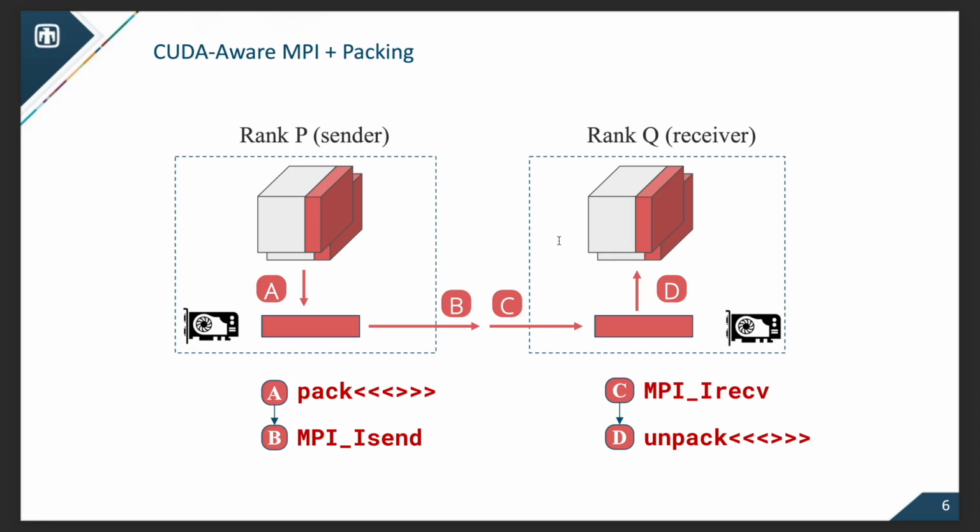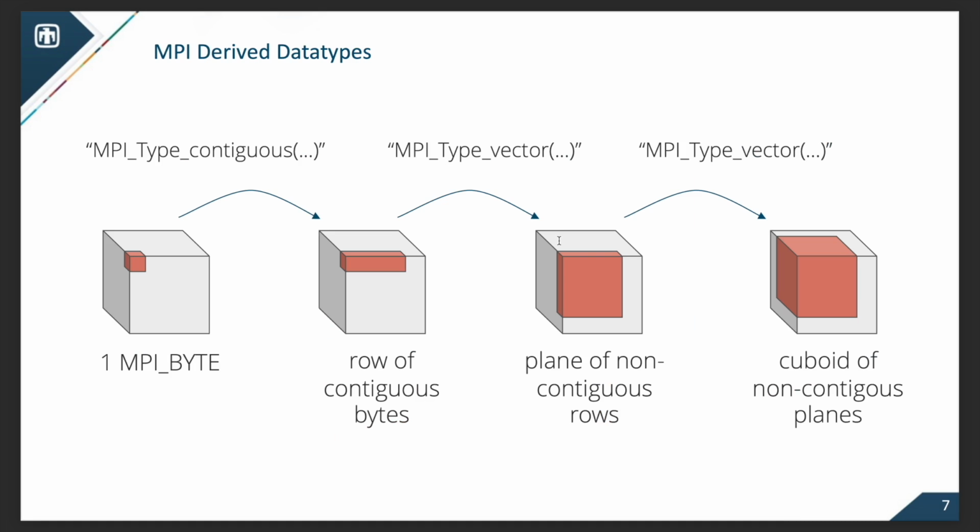And so the traditional way to handle this with a CUDA-aware MPI implementation is you have a packing step. On the sending side, the first thing you do is you take your non-contiguous data and you pack it into a contiguous buffer before you send it to the receiver, who then has to unpack it. And so we'll write these packing or unpacking kernels in CUDA by hand. But MPI, as I mentioned, has a facility where MPI can handle this for us.